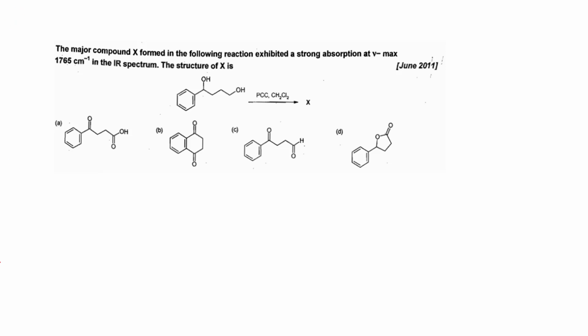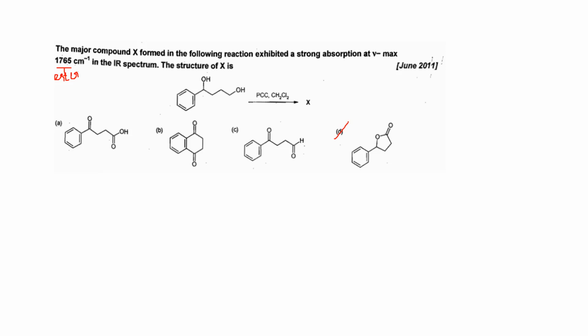From this value 1765, if you know about IR, this value comes for an ester. 1765 is usually a value of ester. Whenever you get a value around 1765, that means that the compound contains an ester group. So in these four options, which one is containing an ester group? This one. So from this you can get an idea. Okay, this will be the product.